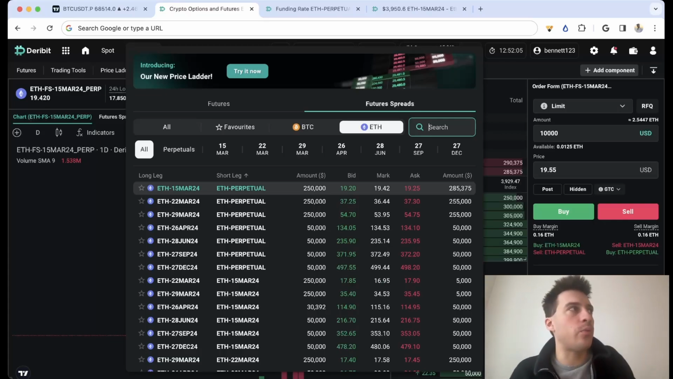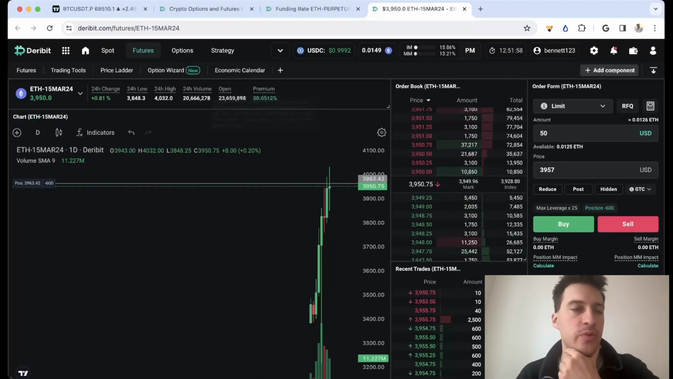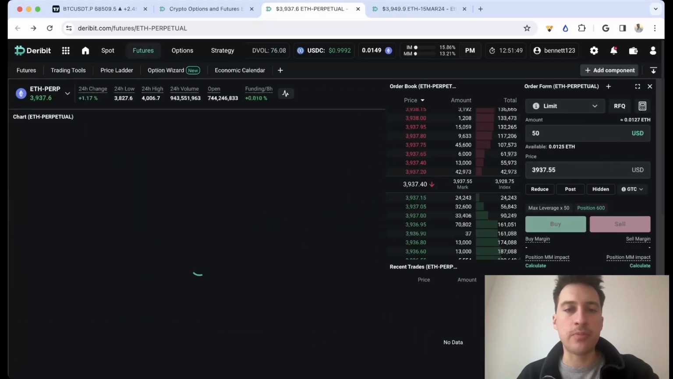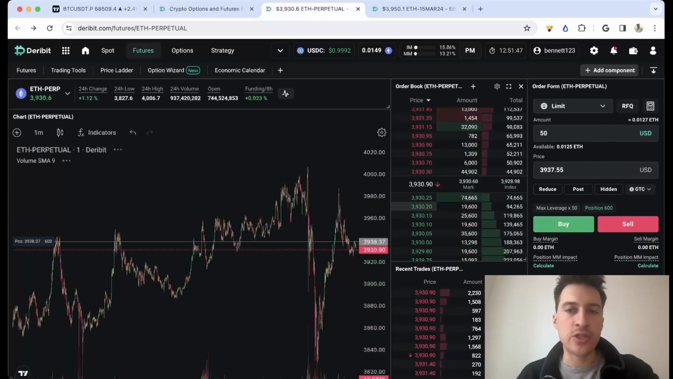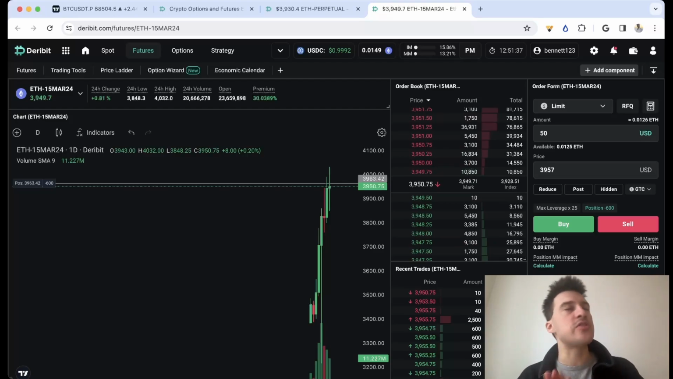Why do I do this and where's the money coming from? Well, the reason I do this is because these expiring futures, this one for example, is trading at a rate more expensive than the regular Ethereum perpetual. So Ethereum by itself, just the perp, is trading at about 39.30. Now, Ethereum expiring on the 15th of March is trading at 39.50. There's a bit of a difference. So how can we leverage this difference and make a lot of money at expiration?